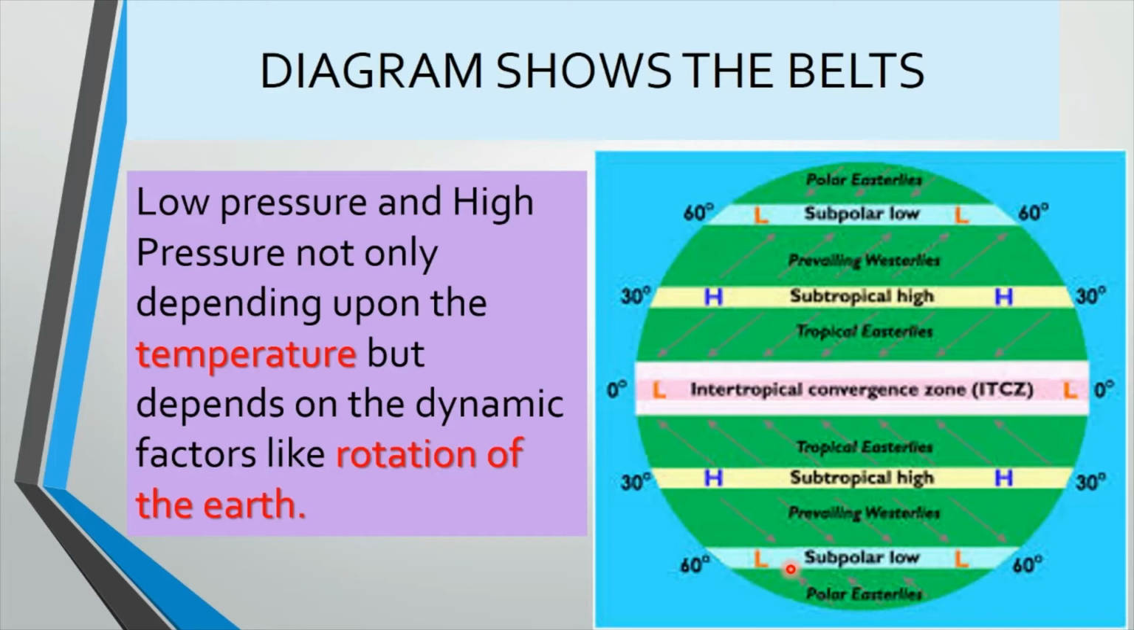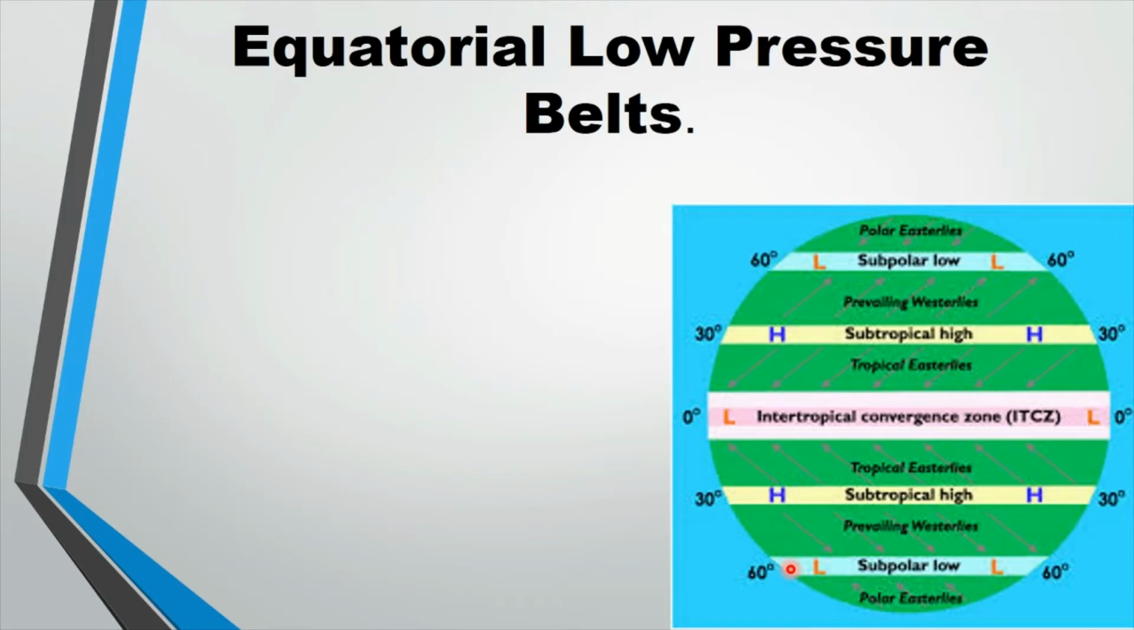So let's see the first one, the equatorial low pressure belt. It is depending upon the equator. In another word, it is called the intertropical convergence zone. This I will explain to you. This is an important question for your board paper. So you have to listen carefully.